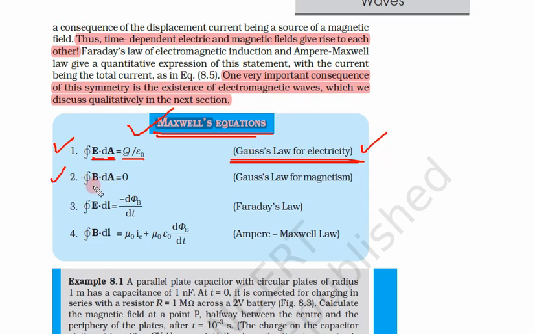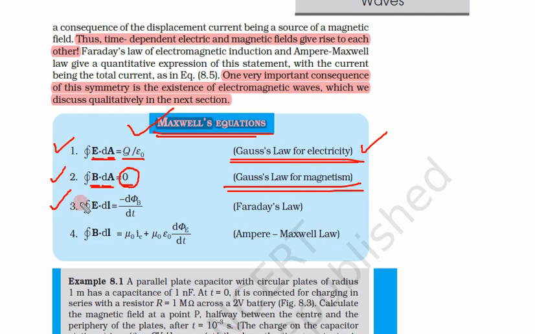The second equation is the integral of B dot dA, which is equal to 0, and this is again over the complete area. This is Gauss's law for magnetism. Here we can see that the first one is Q upon epsilon naught, but here we see 0. Why do we see 0? Because there are no magnetic monopoles. In electrostatics, positive and negative charges are separate, but in magnetism there are no monopoles. That's why this is 0.